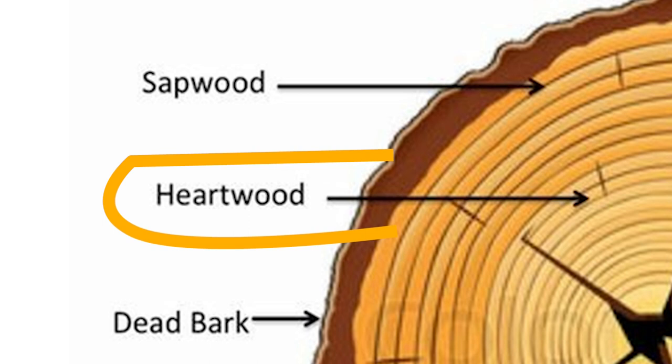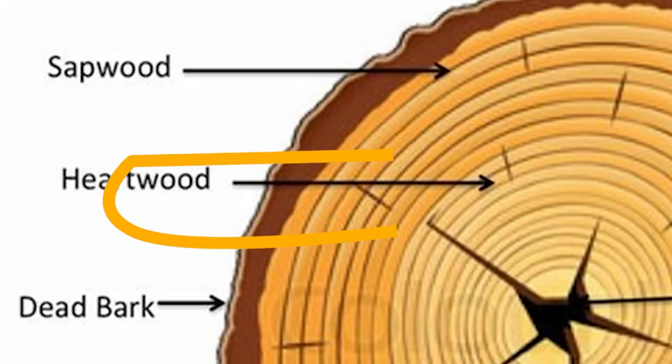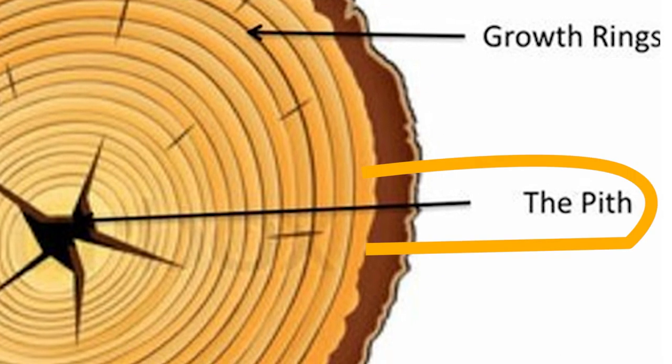The heart wood. Just like you and me have our skeletal system to give us rigidity, strength, and support, so also the tree has the heartwood to give it rigidity, strength, and support. Now we move on to the pith. The pith is at the very center of the tree. The pith is a very moist and pulpy part of the tree.